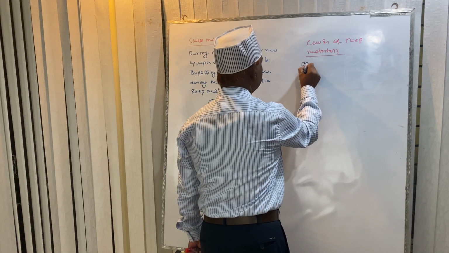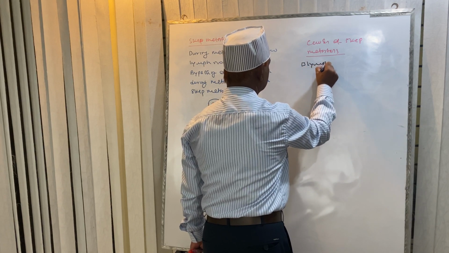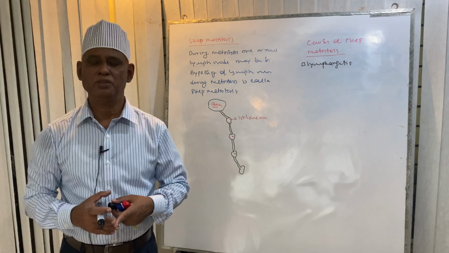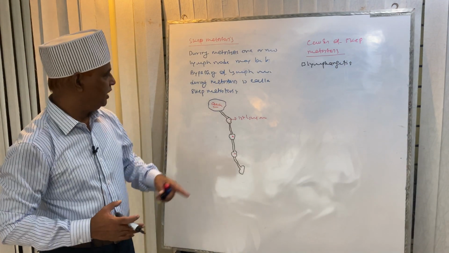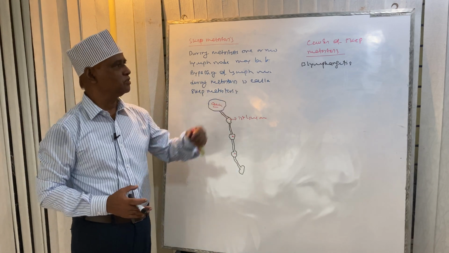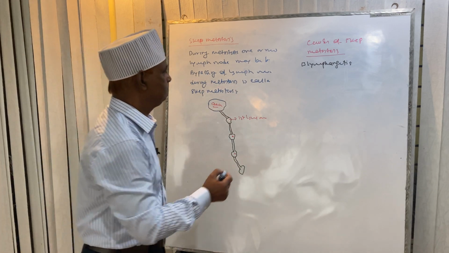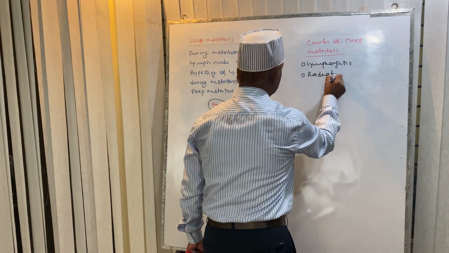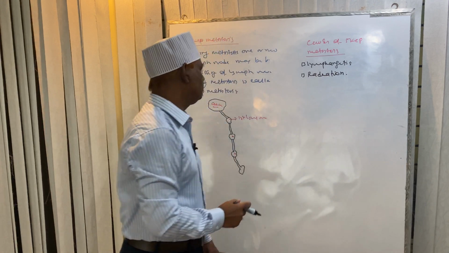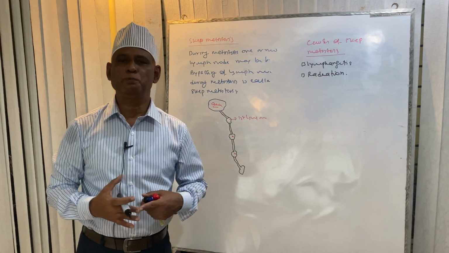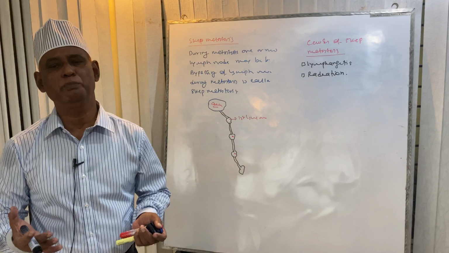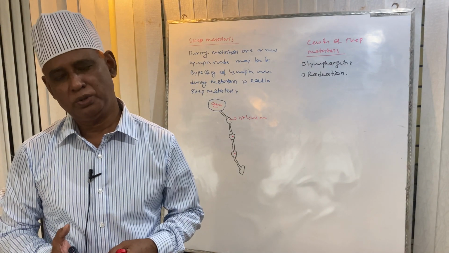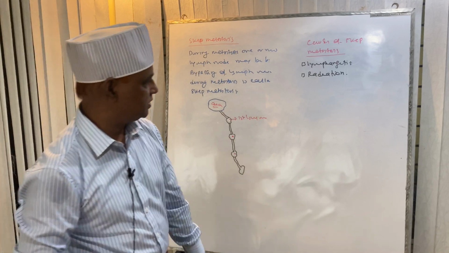One is lymphangitis. If chronic lymphangitis, there will be fibrosis, so there is chance of skip metastasis. Radiation: if anybody is exposed to radiotherapy, there is chance of development of lymphangitis and blockage of the lymphatic channel, and so there is chance of skip metastasis.